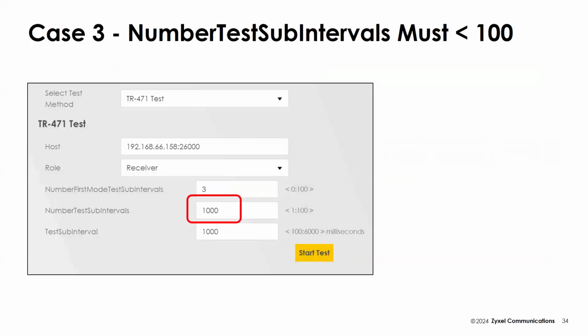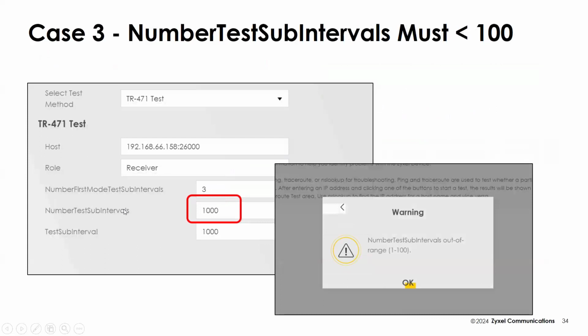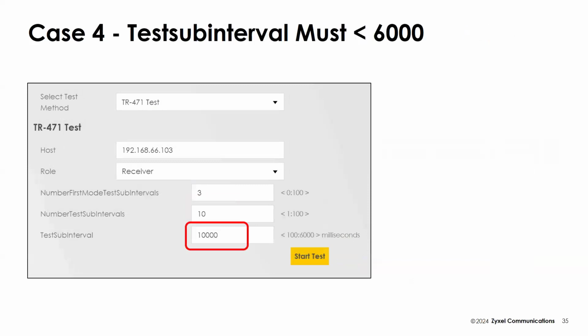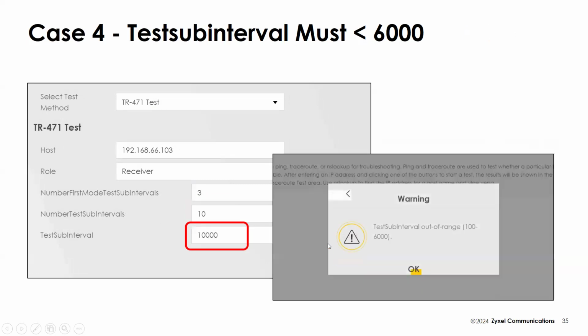Okay, so this is the next one. What happens if we enter a value greater than 100 in this cell? We will get an error message like this. And this is the last one. What happens if we type in a value greater than 6,000? In this case, we'll get an error message like this as well.